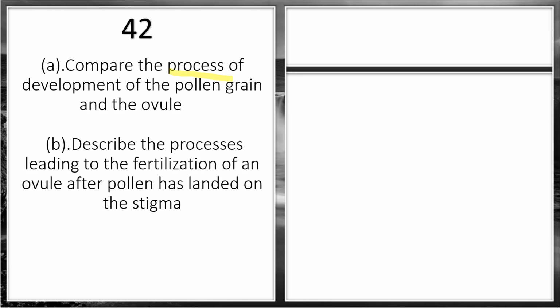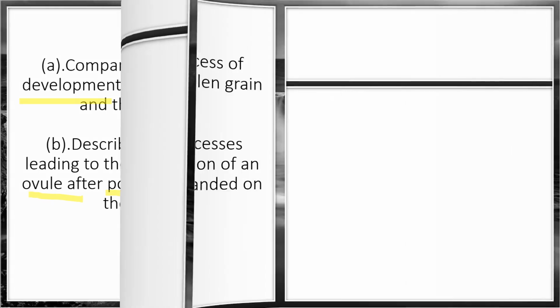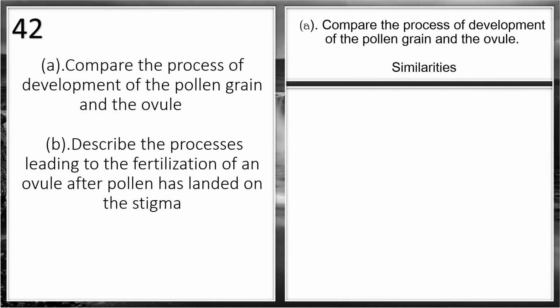Compare the processes of the development of the pollen grain and the ovule. Part B. Describe the processes leading to the fertilization of an ovule after pollen has landed on the stigma. Compare the processes of development of the pollen grain and the ovule. We shall first look at the similarities.